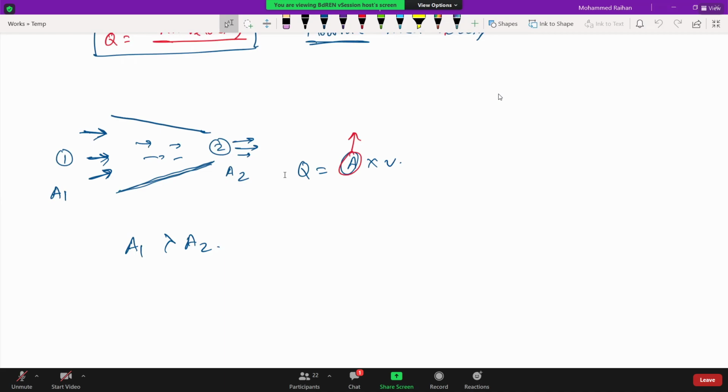It will decrease. It will be less. Or if I go from point 1 to 2, area 2 is less than area 1, right? As the area is decreased from here to here, what will happen to the velocity? The velocity will increase. So v2 is greater than v1, the velocity is increased.